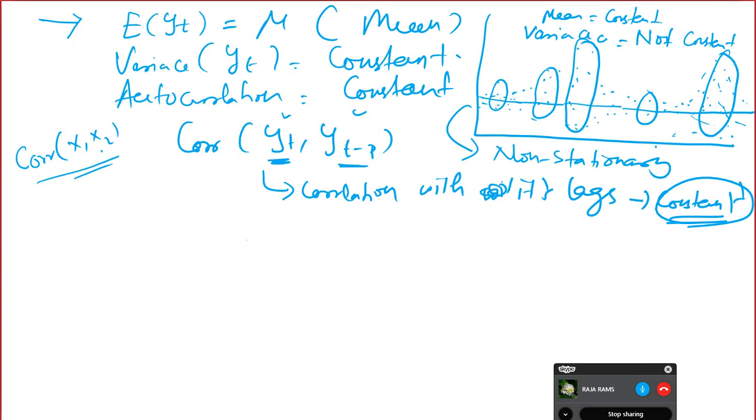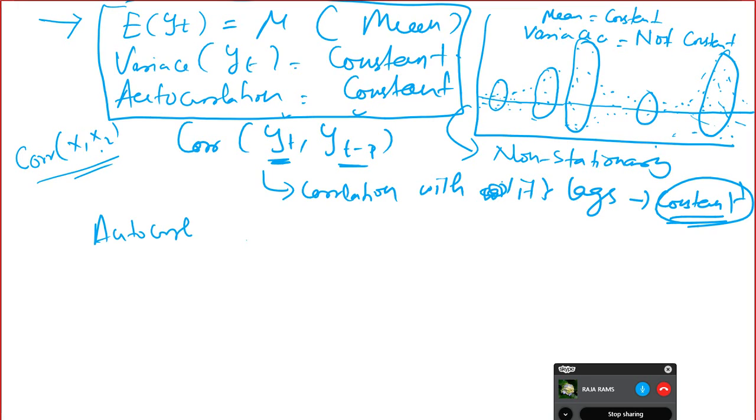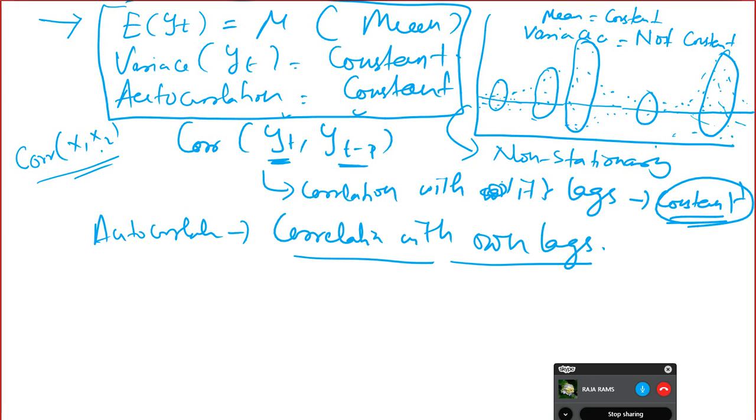I'm saying that this is a condition in stationarity. That's why I'm explaining. I'm first trying to explain what autocorrelation is. Autocorrelation is nothing but the correlation of the variable y with its own lag. It's called autocorrelation. So autocorrelation is correlation with its own lags, and that has to be constant for stationarity.